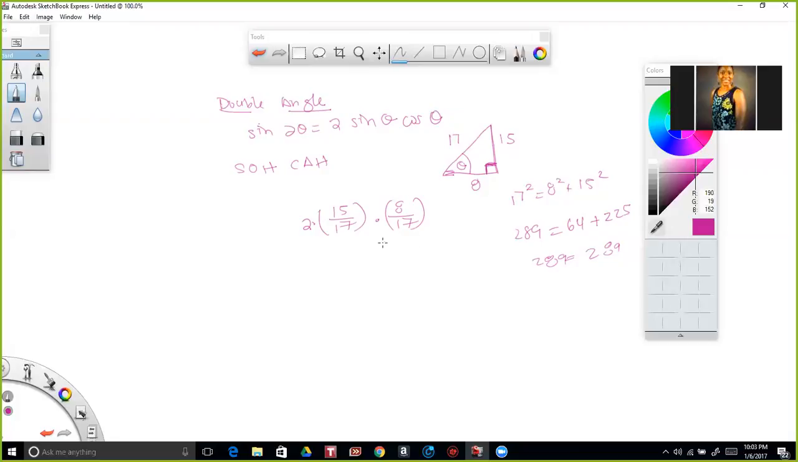And now all you do is multiply. All right, so it might help you to put a 1 at the bottom. And so when you do that, you get 240 over 289. So that's how you do the double angle. I hope this has helped. If you have any questions, please let me know. Okay.